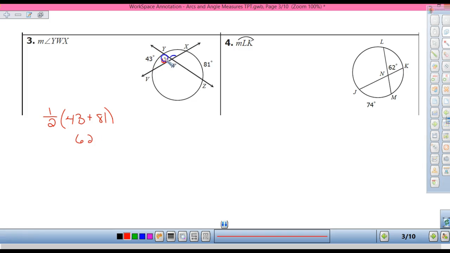So if he's 62, how do I get the one next to him? 180. Because it makes a linear pair, right? Remember linear pairs? Linear pairs add up to 180. So we go 180 minus 62, and we get 118 degrees.